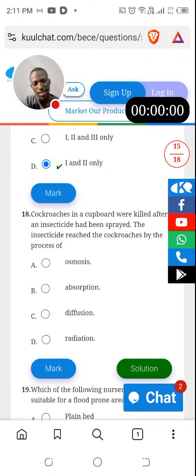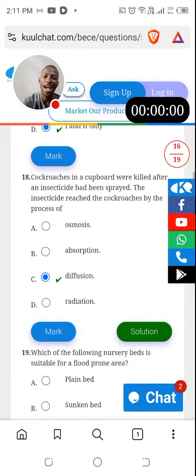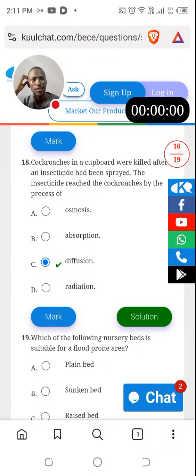Interesting. Cockroach in a cupboard were killed after an insecticide has been sprayed. The insecticide reached the cockroach by the process of, easy peasy, diffusion. Yeah, this is basic. This is basic.